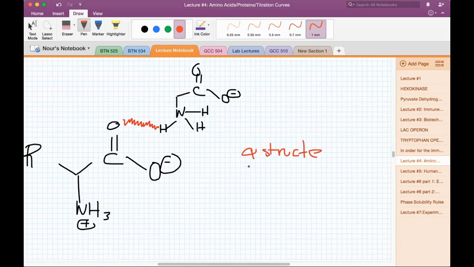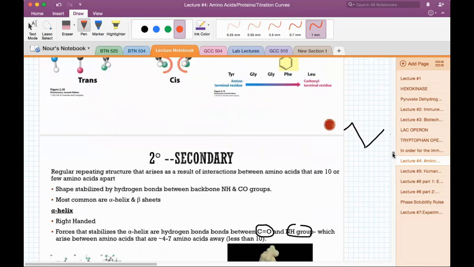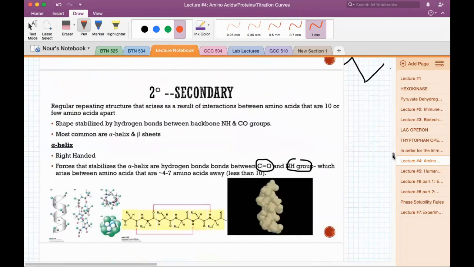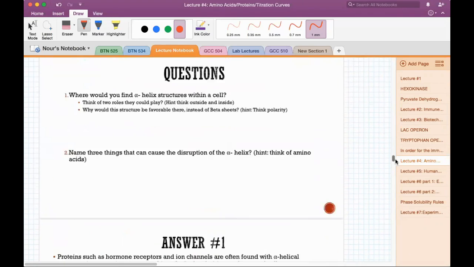It's anti-parallel with, oh my god, I spelled that wrong. For alpha, it's anti-parallel. For beta, it's parallel, I believe, off the top of my head. I could be wrong. Let me double check in the PowerPoint. Beta sheets, right-handed, is the alpha helix. Yep, it's not that complicated.